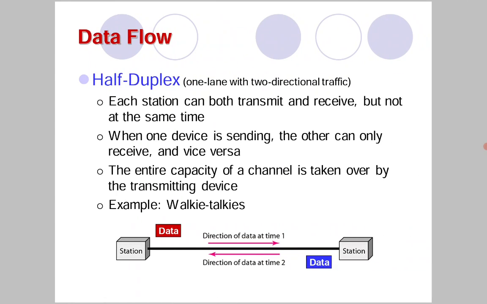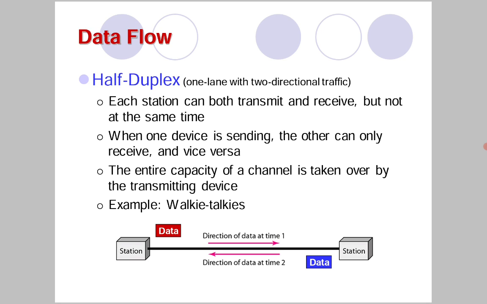Second type of data transmission is called half duplex. Half duplex transmission is like one lane with two directional traffic. Each station can both transmit and receive, but not at the same time. When one device is sending, the other can only receive, and vice versa. The entire capacity of the channel is taken over by the transmitting device. Example is walkie-talkies.